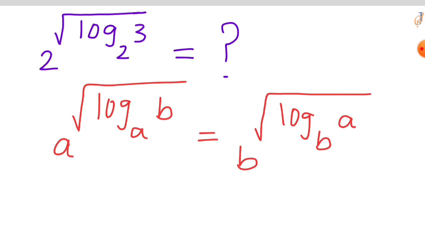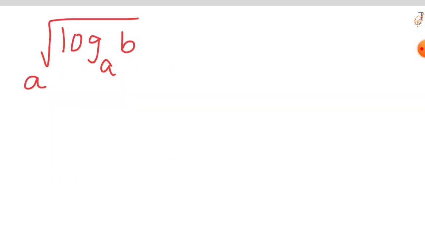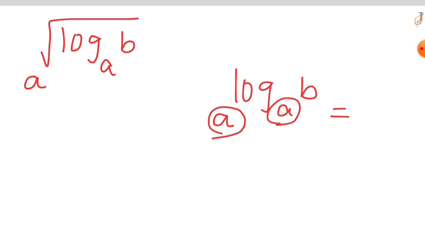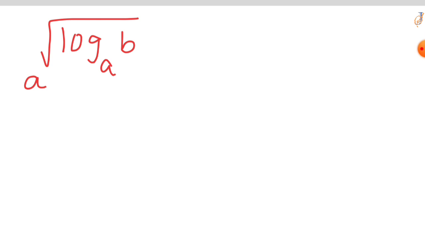Let's start. First, you have to take the left hand side logarithm expression. If you have a raised to the power of log base a of b, we have here a and here a, then we can write this as b. But in the power we have a square root here. So what you have to do, first try to remove the square root.